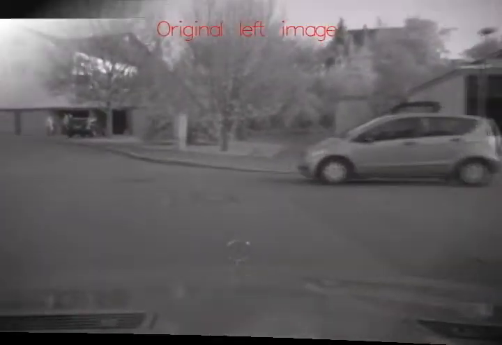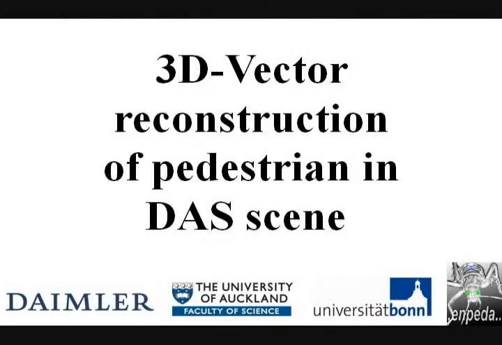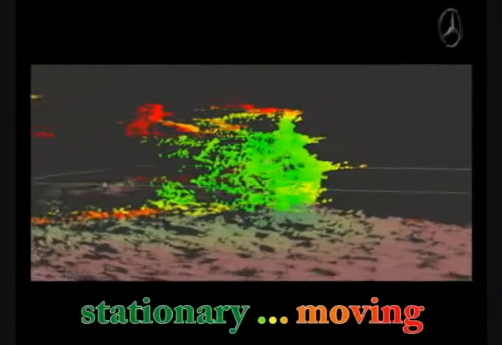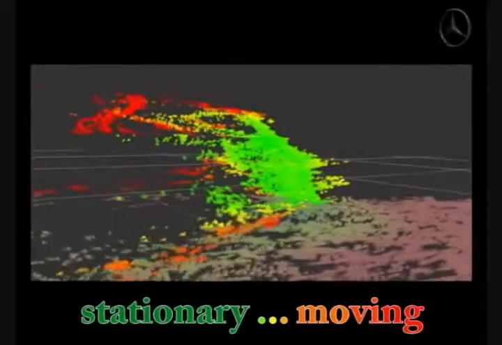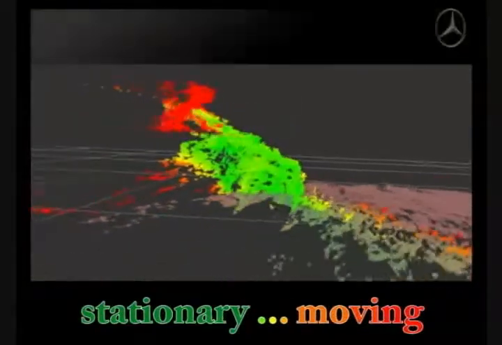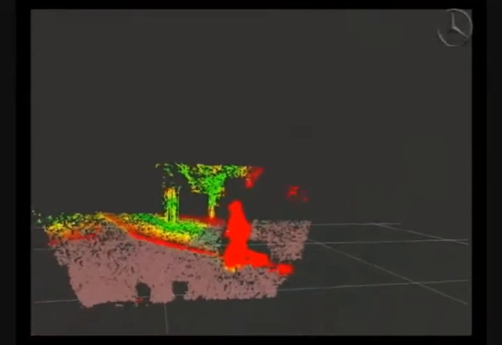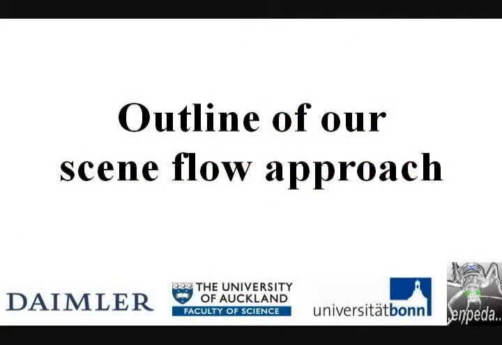Here is a typical driving scene. Notice how the background moves differently compared to the moving participants. The 3D vector reconstruction shows moving points as red and stationary as green. You can notice that the objects have their vectors bundled together and that the car and background are stationary and the pedestrian is moving. You can also see that we are not constrained by the original camera view in this 3D view. I will now outline how our algorithm works.